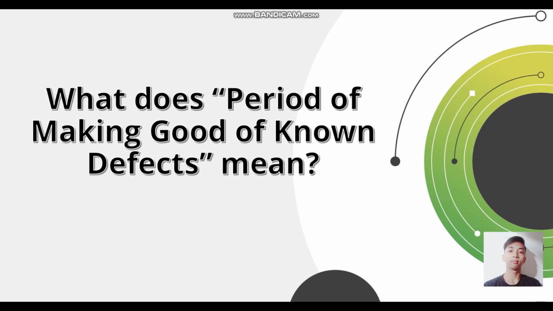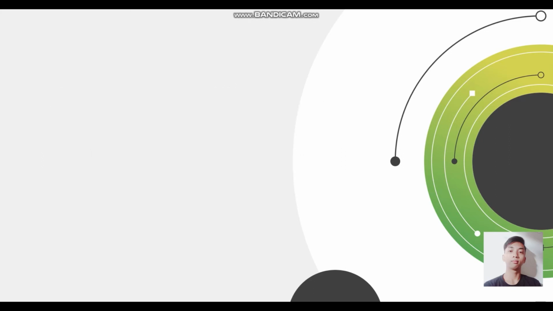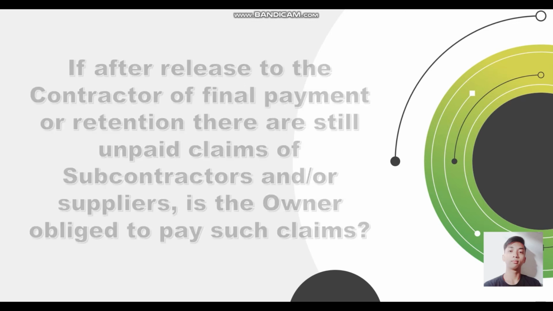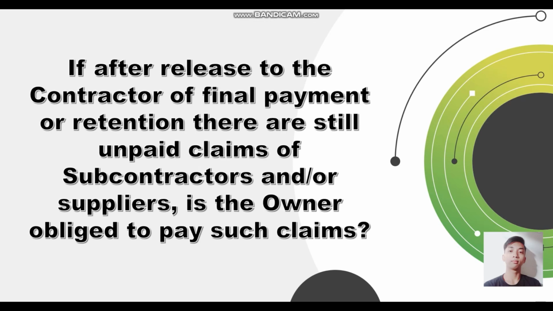So, what does period of making good of non-defects mean? The expression period of making good of non-defects shall mean a period not more than 30 calendar days calculated from the date of receipt by the contractor of the last item in the punch list. If after release to the contractor of final payment or retention, there are still unpaid claims of subcontractor and/or supplier, is the owner obliged to pay such claims?